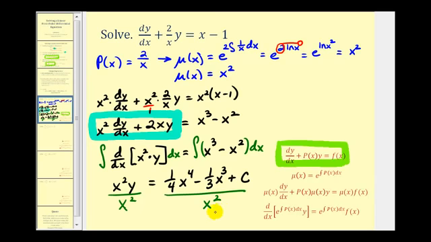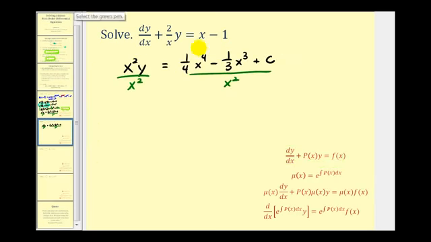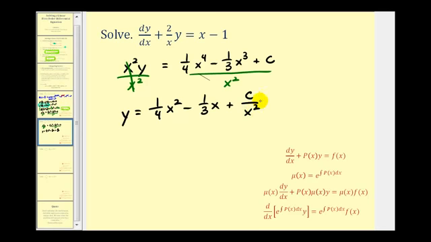Let's go ahead and finish this on the next slide. So on the left side, we just have y. On the right side, we're dividing each term by x squared, so we'll be subtracting the exponents. So we'll have 1/4 x to the second, then minus 1/3 x plus c divided by x squared. And this would be the general solution to our differential equation.